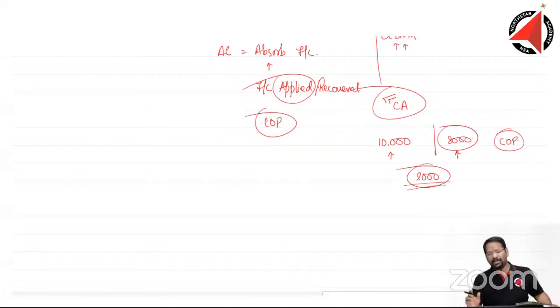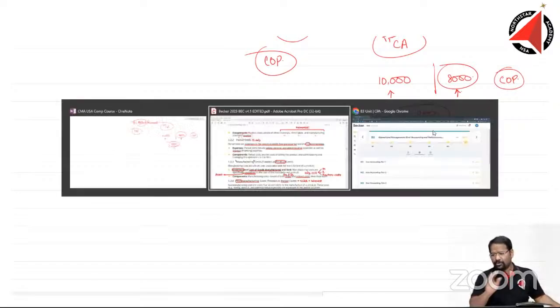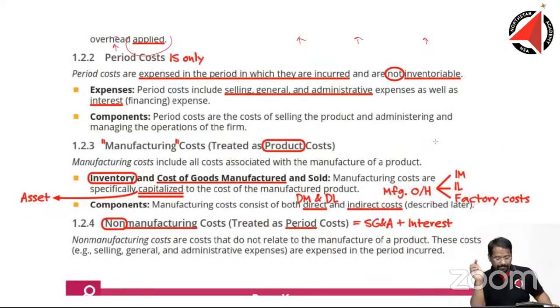You don't have to worry about that, because it depends upon what was the cause of that under absorption. Was it a normal cause? Was it an abnormal cause? Accordingly, it will be accounted in our costing profit and loss account. It is a lot of concepts, but don't worry, we are going to understand.